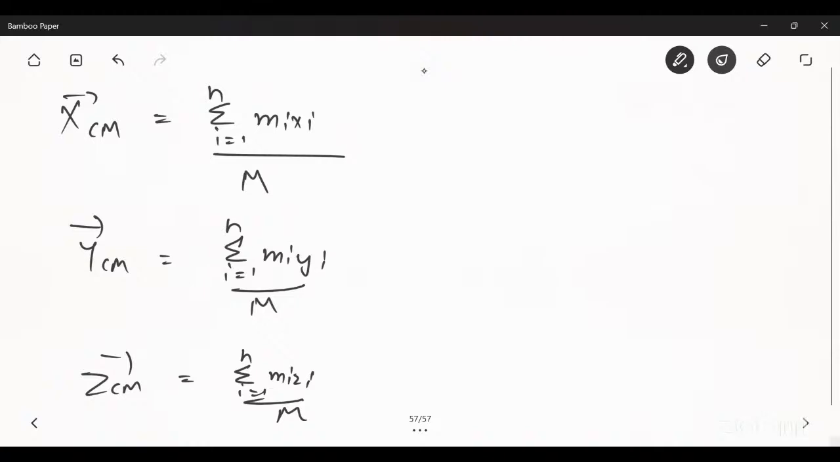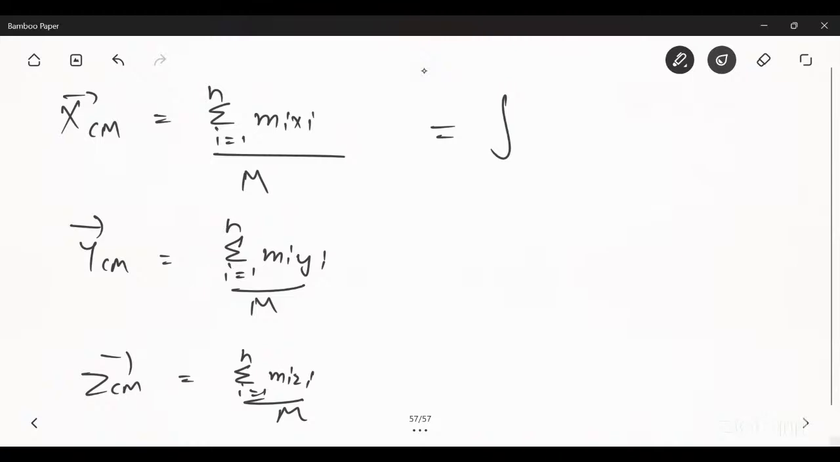Similarly, we can say that x_CM is equal to integration, because summation becomes integration when the sum is continuous, so we take the differential. So x_CM is 1 upon m integration of x dm, y_CM is 1 upon m integration of y dm, and z_CM is 1 upon m integration of z dm, which give the position vector.